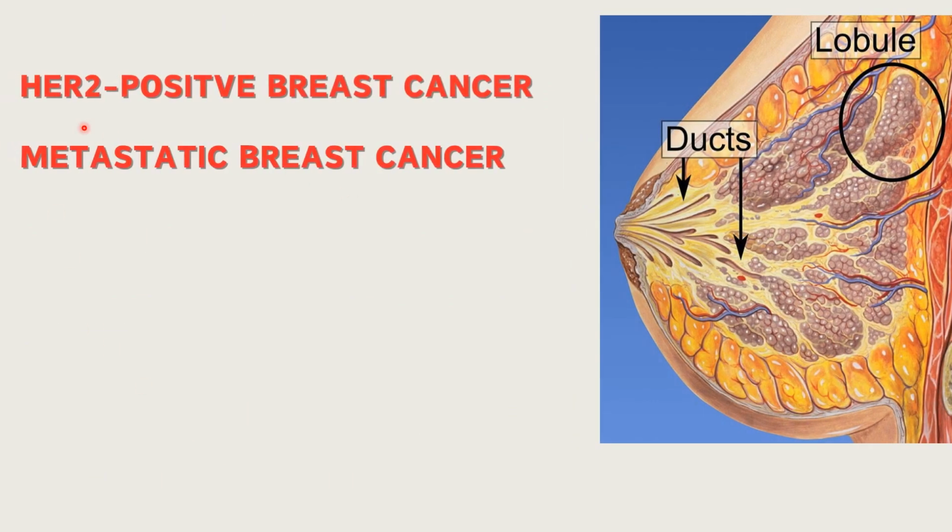Other types of breast cancer include HER2 positive breast cancer. HER2 positive breast cancer is a type of breast cancer that has higher than normal levels of the human epidermal growth factor receptor 2 protein, that is HER2 protein. This protein controls how breast cells grow and divide, and when breast tissue has too many HER2 receptors, the cells can multiply too quickly. Then we have metastatic breast cancer. Metastatic breast cancer is a later stage of breast cancer where the cancer has spread to other parts of the body.